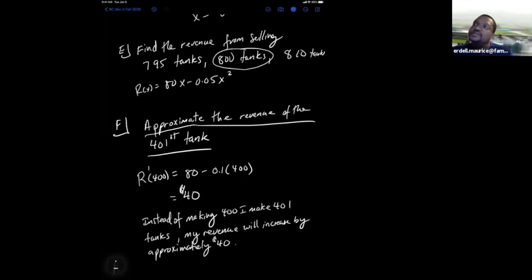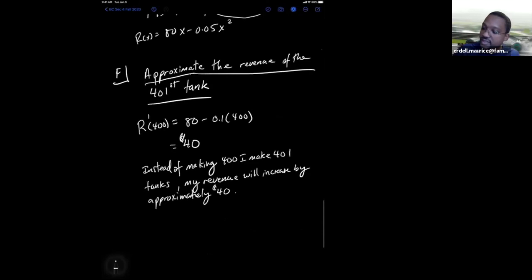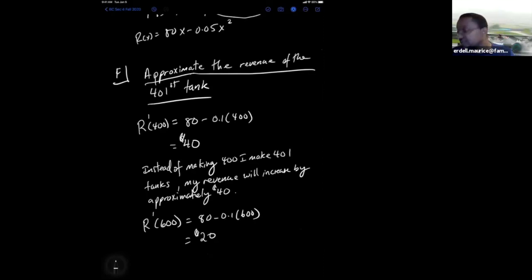And the power of the derivative right here is that it tells you what will happen next. It gives you a look into the future. And so it's literally saying, look, if you sell more tanks, you will make more money, i.e. you bring in more revenue. So if I say, okay, let's make 600 tanks, that's 80 minus 0.1 times 600. It gives me an answer of 20. And so if I'm making 600 tanks and I want to make one more, I will get $20 more.